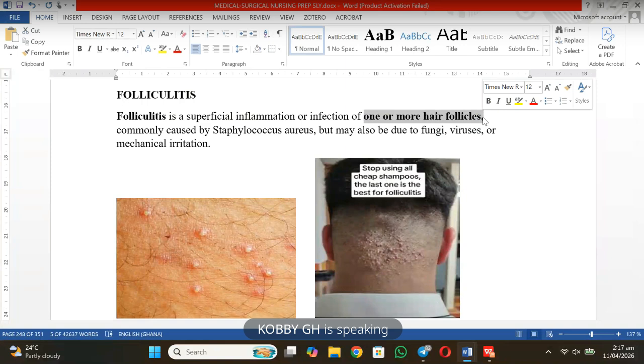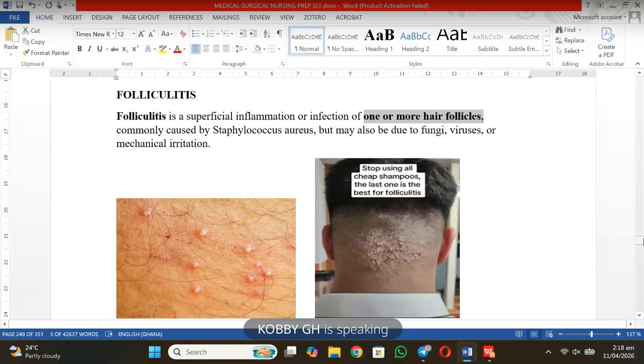Remember, in fact, when I was a student, this is how I learned folliculitis. I considered it as a type of furuncle, because you see, a furuncle is affecting the hair follicles and the subcutaneous tissue. But folliculitis specifically affects a hair follicle. Okay, so if the examiner puts it in a context that an infection is in one or more hair follicles, then that one you call folliculitis.